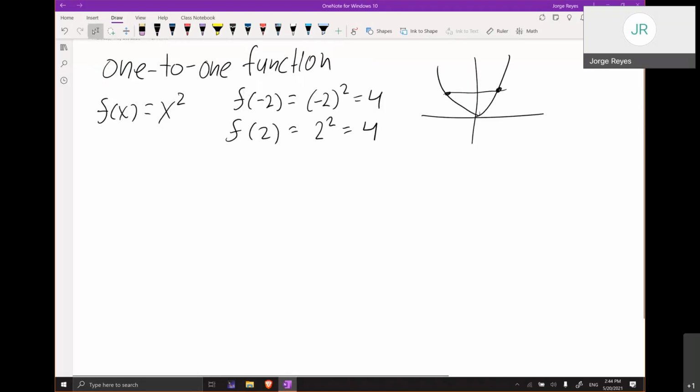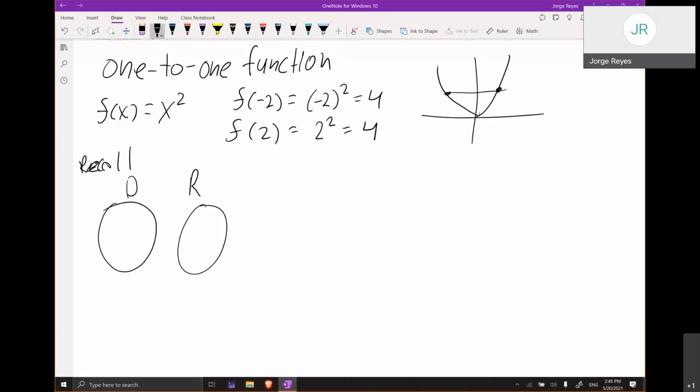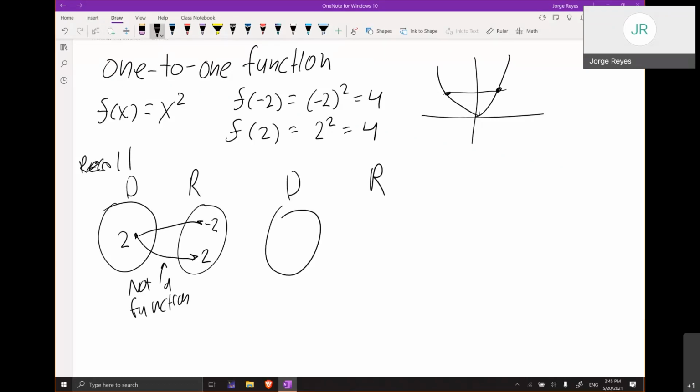So now I want to kind of recall functions, right? So if we remember, if we have a domain and a range, and if we're sending a number to two different places, like here, right? This is not a function. This is a relation. Because you're one input, two outputs, right? This is bad. So then we're like, okay, a function is something that sends one number to specifically one number.